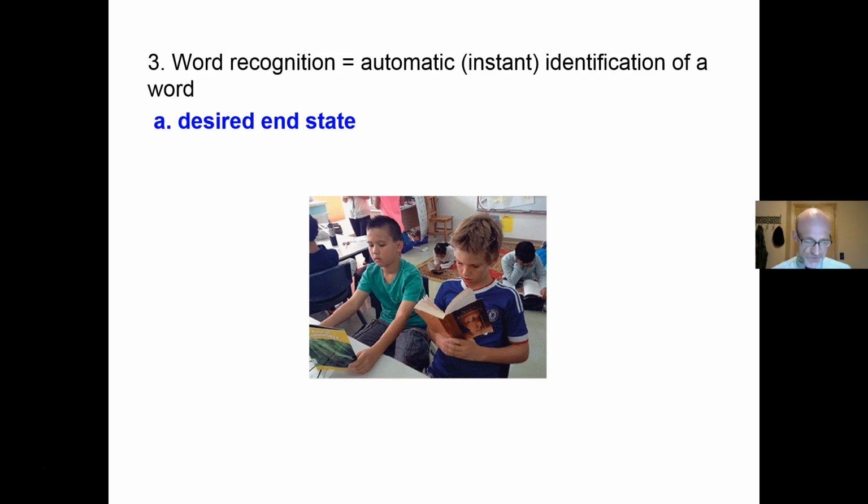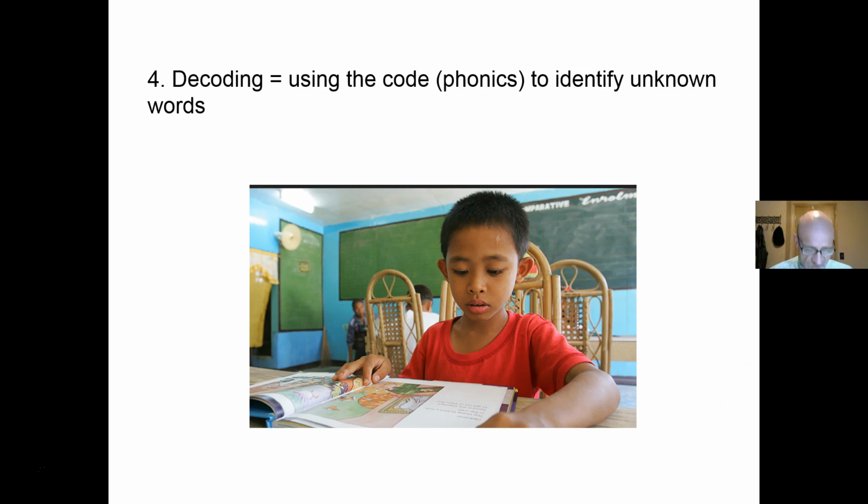Word recognition. This is the desired end state. You see a word in print, you recognize it instantly, automatically. You don't have to figure it out. Oh, I know what that word is. Decoding refers to using the code, phonics, to identify unknown words.